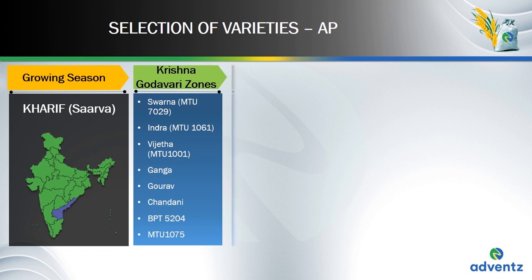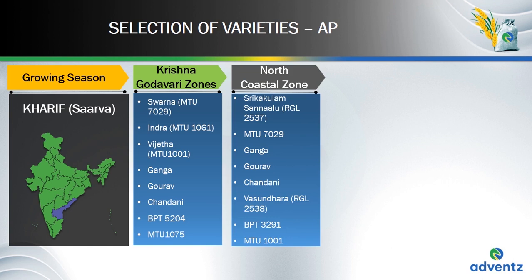The next zone which we'll study is the North Coastal Zone. In North Coastal Zone, the crops which are planted in the Kharif or the Sarva season, the important varieties are Srikakulam, Sannalu or RGL 2537, MTU 7029, Ganga, Gaurav, Chandani, Vasundhara or RGL 2538, BPT 3291 and MTU 1001.